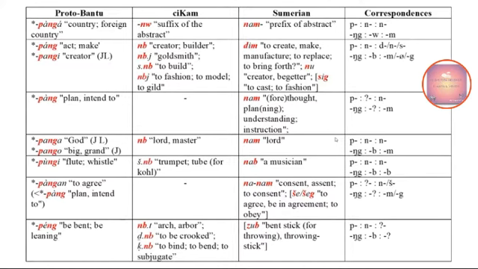I have here a comparison of three languages. I have the reconstructions of Proto-Bantu, and I have the Egyptian language, and I have the Sumerian language here on the right, and I have the sound correspondences for the consonants on the far corner over here, right? Now, notice the words that I have on the left.